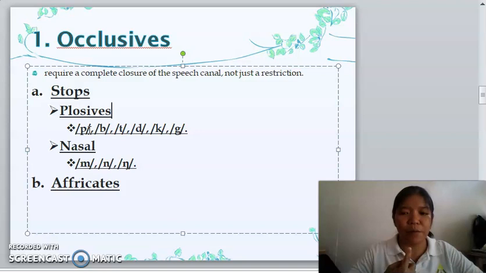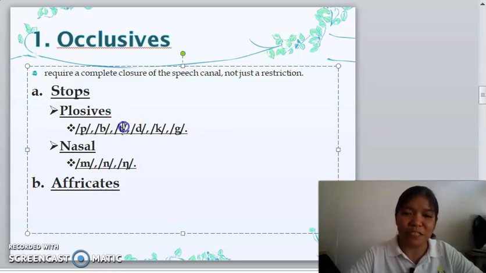Take note that P is a plosive since you close your two lips, the upper and lower lip, P, and there is a sudden burst as if there is an explosion. Also the sound of B, B. There is a sudden explosion. So plosives, explosives. I hope you can put in mind these sounds by the word explosive, plosive.